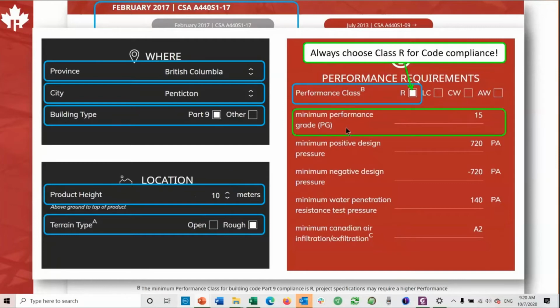And now the calculator gives your outputs. In this case, in Penticton, you're looking at a performance grade of 15. Clearly not very high wind pressures there in the rough terrain part of the city. Your minimum positive and negative tested design pressure for the products. Your minimum water penetration resistance test pressure, it's very low in Penticton, but it would be significantly higher in Richmond. But these are now the outputs of the calculator, which tell you the performance level you need at the building location.